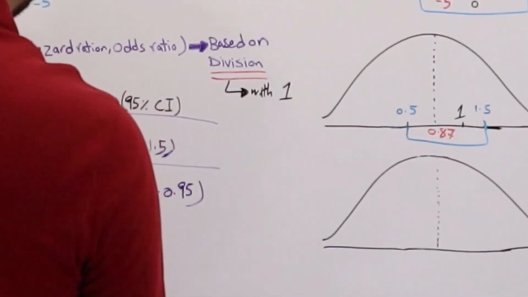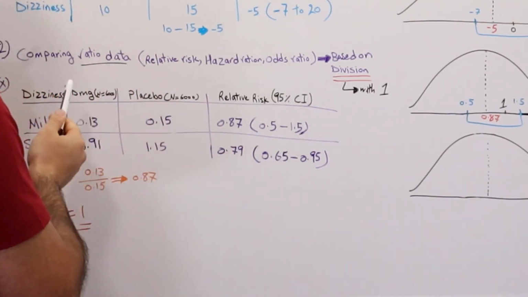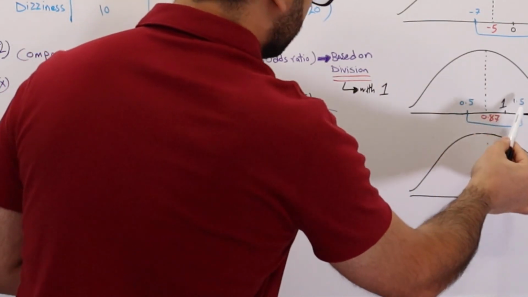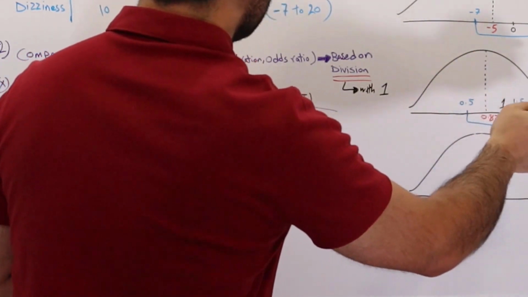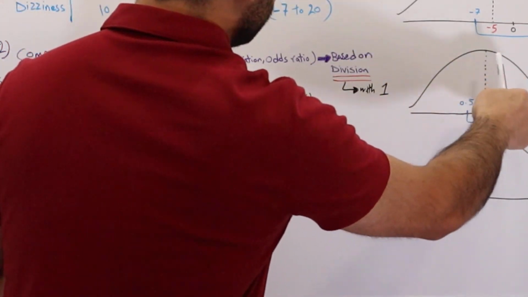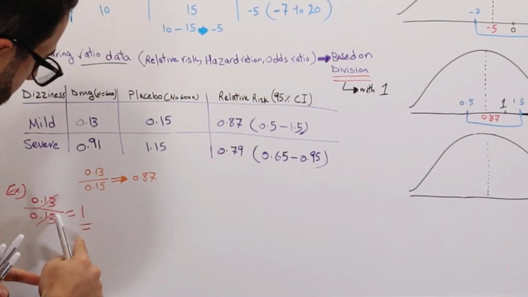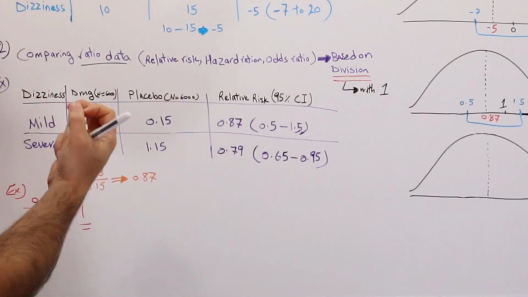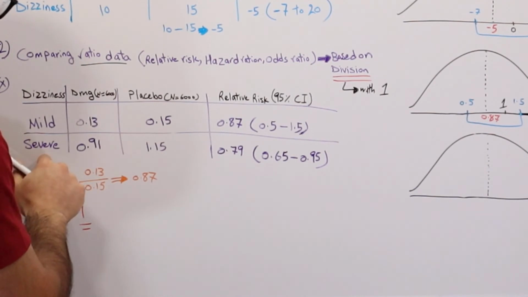Therefore, the comparison between gabapentin and placebo when it comes to mild dizziness is not statistically significant, which means the null hypothesis will be accepted in this case, and the alternative hypothesis will be rejected because it did include number one. And back over here I said if it does include number one, it is basically not statistically significant. Now, let's take the severe dizziness.